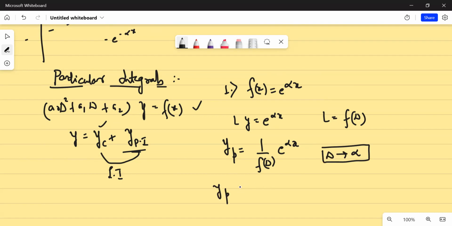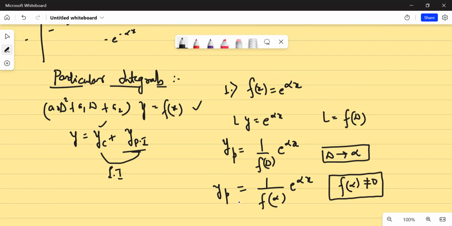I'm not going into the derivation part because that would take a lot of our time. This is how it is, provided f(alpha) is non-zero. This is how your particular integral can be obtained. Is that clear?